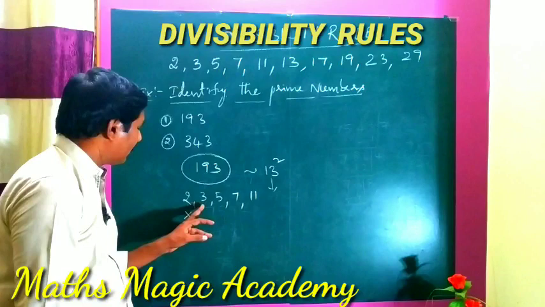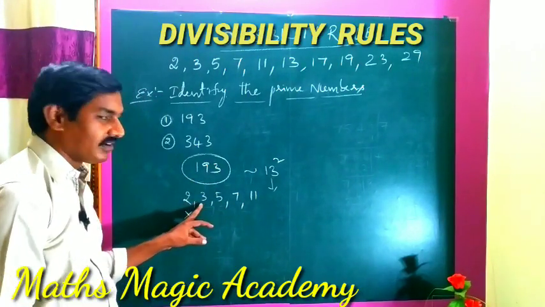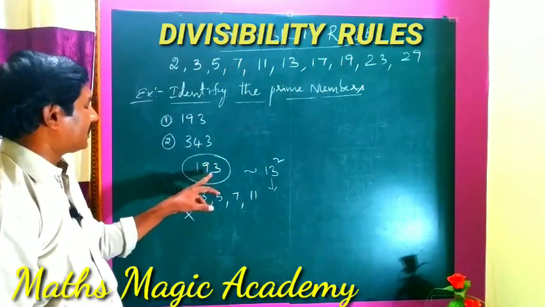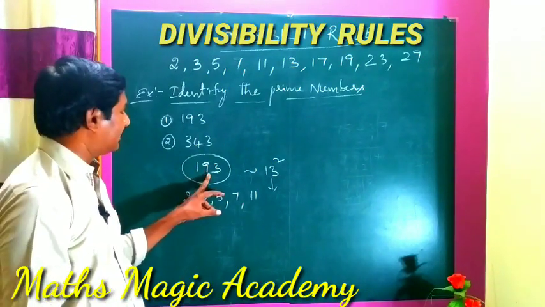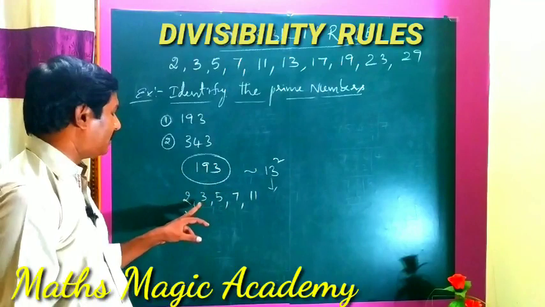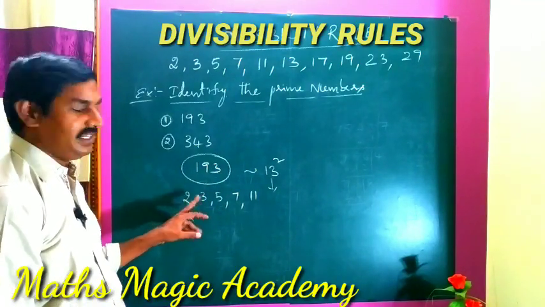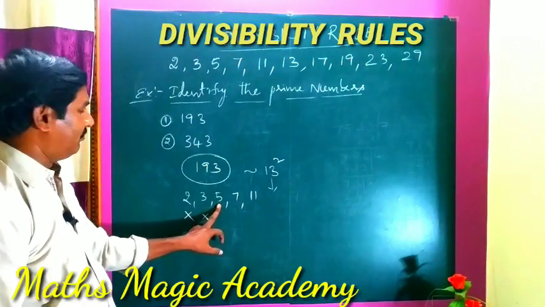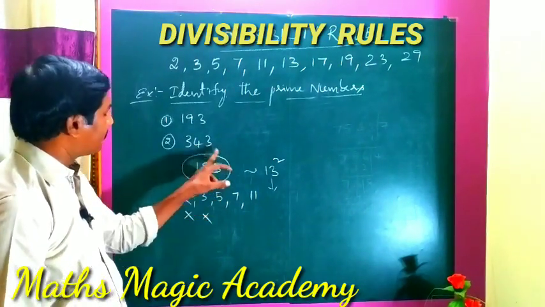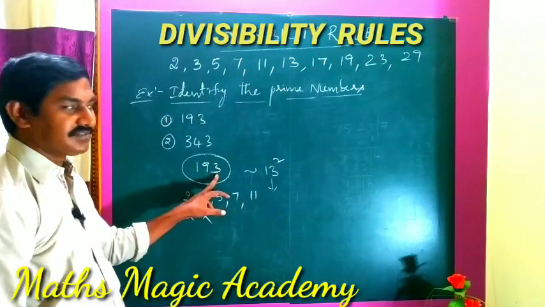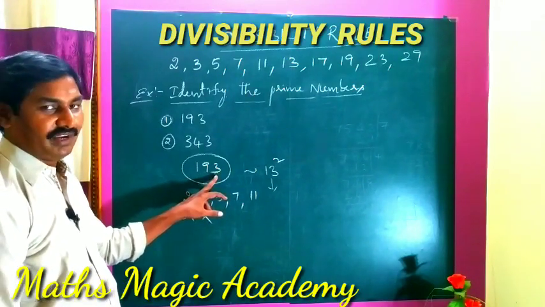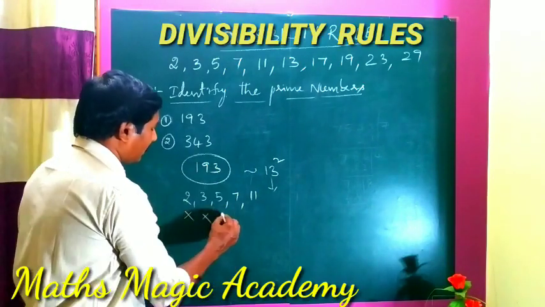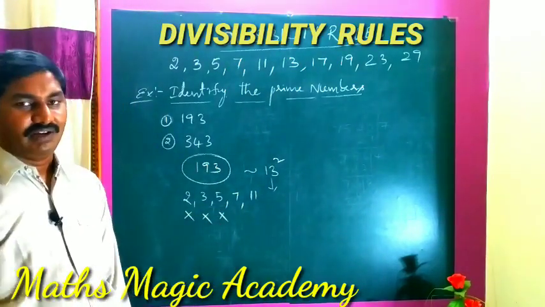Is the number divisible by 3 or not? If the sum of all the digits is divisible by 3, then we can say the number is divisible by 3. See, 1 plus 9 is 10, 10 plus 3 is 13. 13 is not a multiple of 3, so it is not divisible by 3. And we can check 5. If the number is divisible by 5, then definitely it ends with the digit 0 or 5. But it does not end with the digit 0 or 5, so 193 is not divisible by 5.